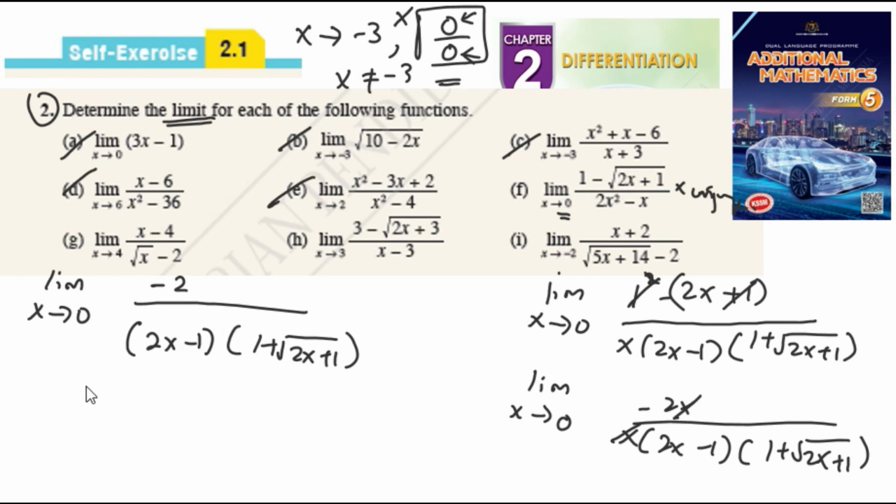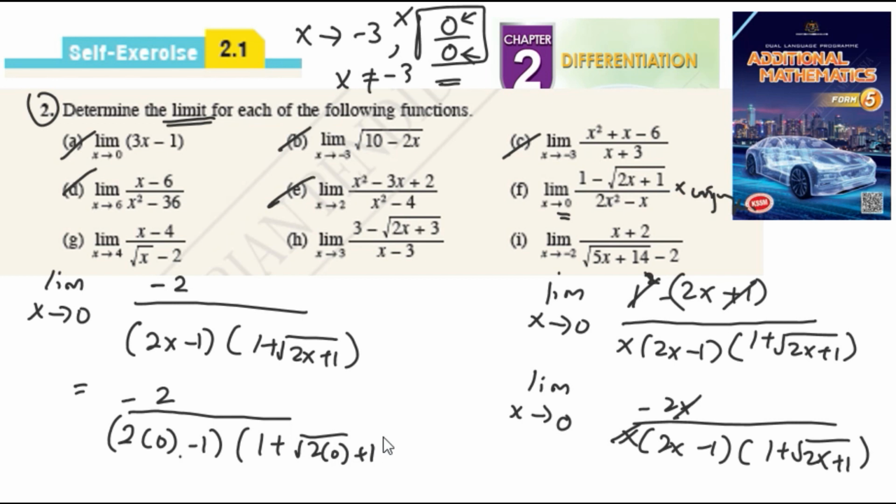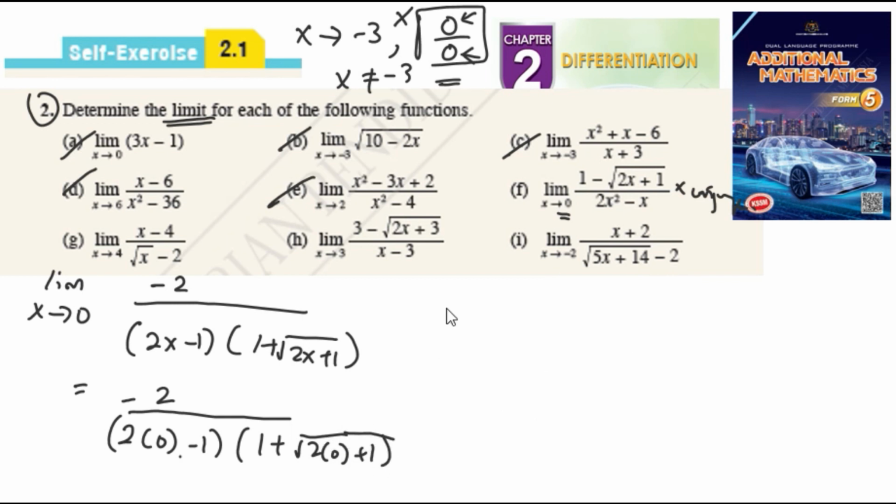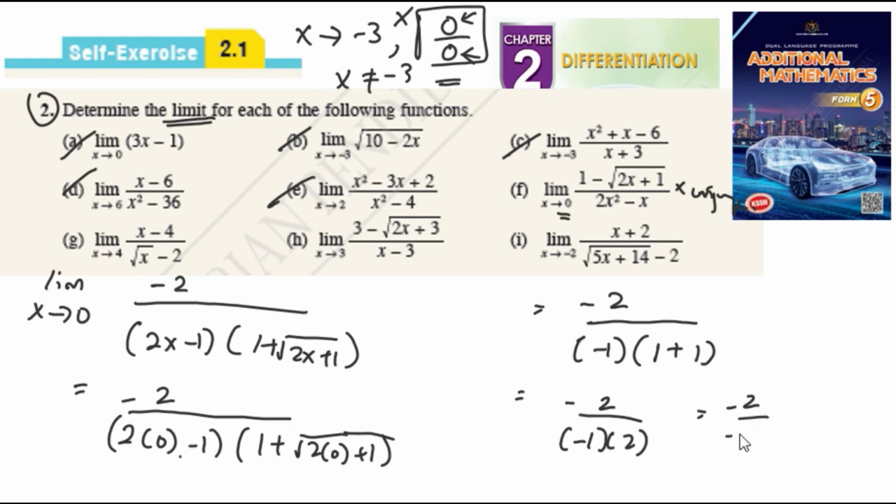So you can substitute. So -2 divided by 2 times 0 minus 1, you get -1 here, and this one is 1 plus the cube root of 2 times 0 plus 1. Okay, which is equal to -2 divided by, so 0 minus 1 is -1, and here 1 plus 1 is equal to 2. So you get -2 divided by -1 times 2, so -2 divided by -2, you get 1.